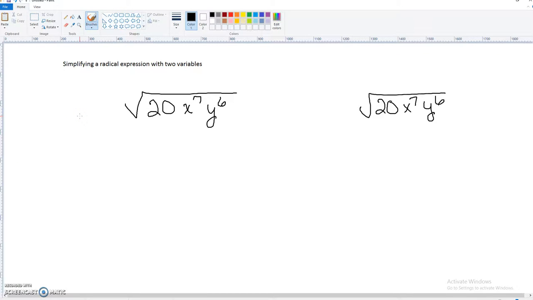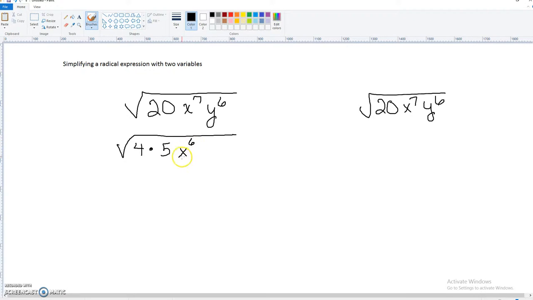I'm going to show you two different ways to approach simplifying a radical expression with two variables. So one method, of course, we've been talking about is making sure that we find that perfect square. So in this case, it's 4 times 5, 4 being that perfect square. And we have to divide the letters by 2. And as you can see here, we can't divide 7 by 2, can we? But what we could do is split it.